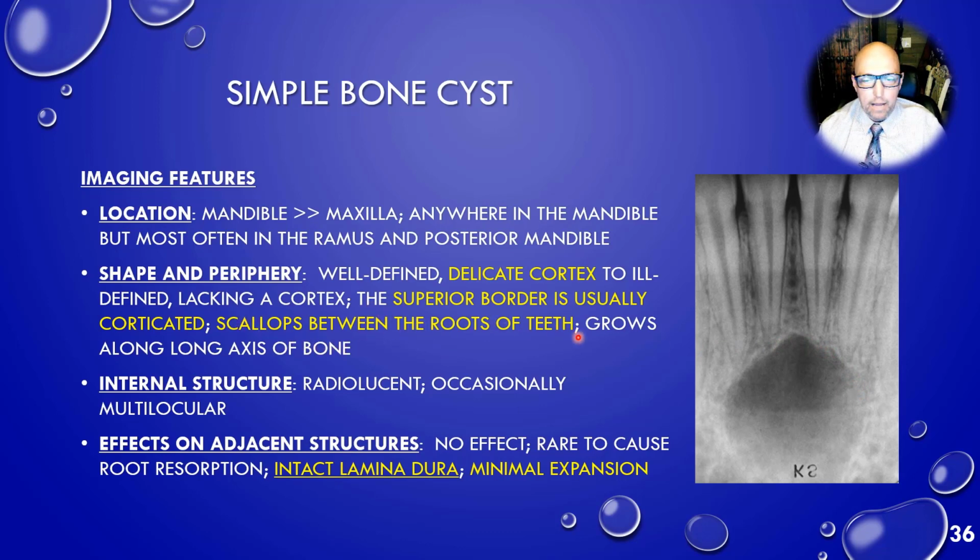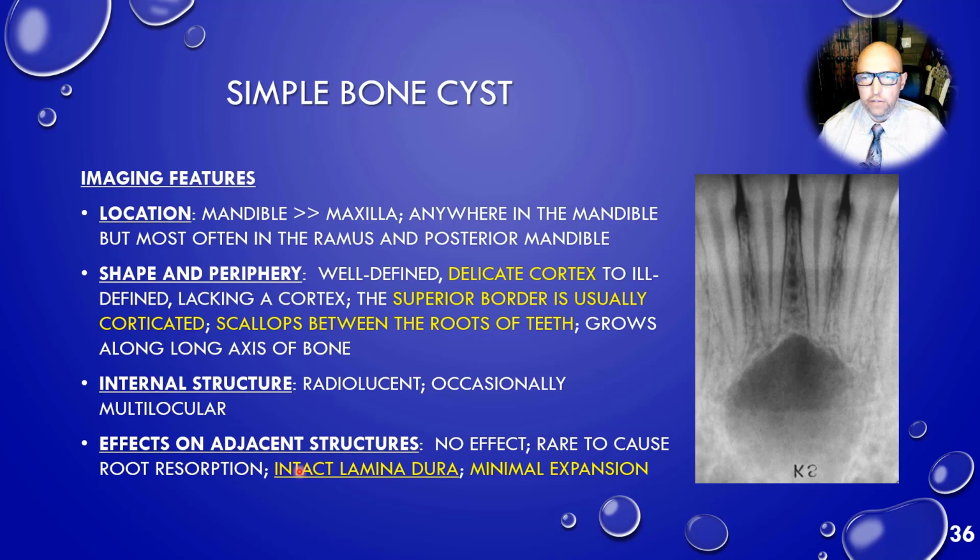As I mentioned, scalloping between the roots of teeth is great. This one doesn't really show it because it just barely reaches the apices of these mandibular incisors. It's going to be radiolucent. Sometimes it has the appearance of a multilocular thing where it kind of causes a scalloping on the buccal and lingual cortices, and that makes it look like it has a multilocular appearance.